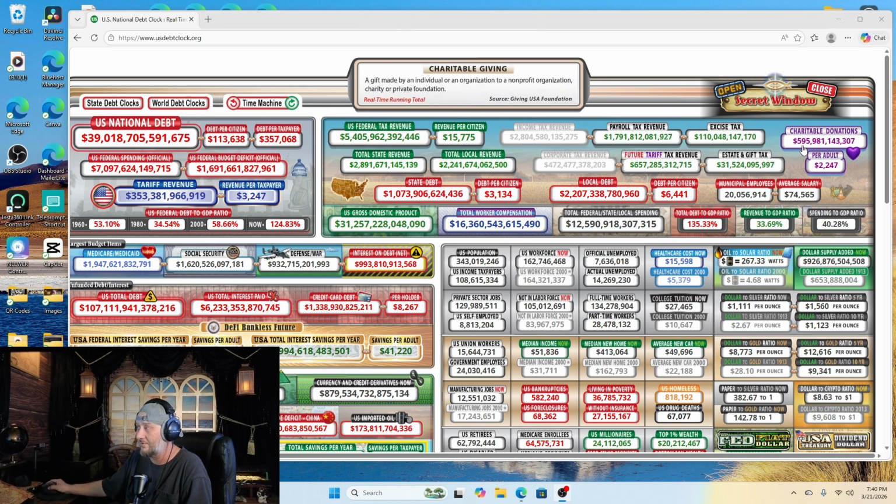Charitable donations. I wonder if that runs up faster during tax season. The spending to GDP ratio, 40%. I'm trying to make sense out of some of these, but like I said, I'm probably going to have to get ChatGPT or something to explain it to me. So in 1960, our debt to GDP was 53%. 1980, it was 34%. In 2000, it was 58%. And now it's saying 124, but over here it says 135.